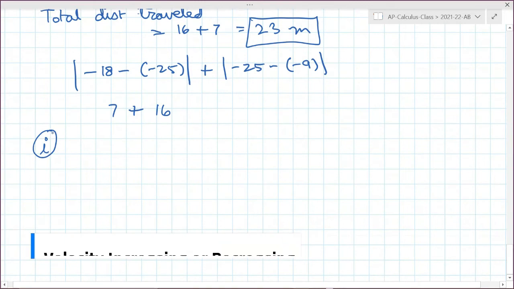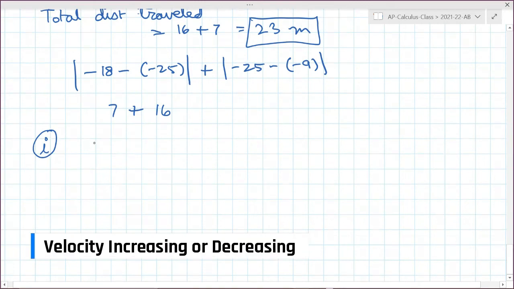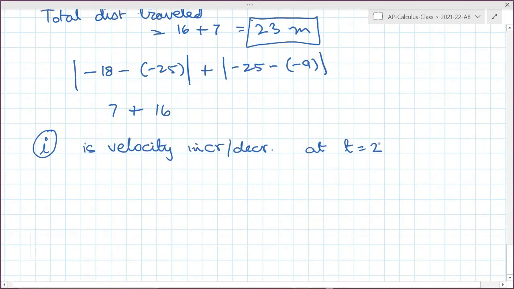Is the velocity increasing or decreasing at t equals 2? How will we check that? Always remember, derivative gives you the rate of change. And rate of change means how fast something is changing, which could be increasing or decreasing. So if something is increasing, then rate of change will be positive. If something's decreasing, its rate of change is negative.